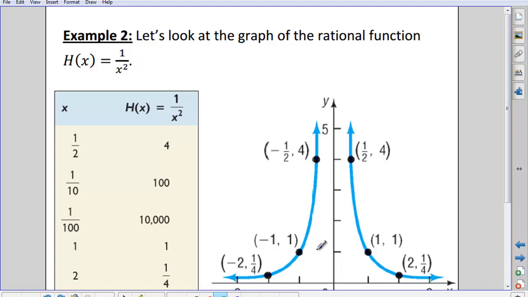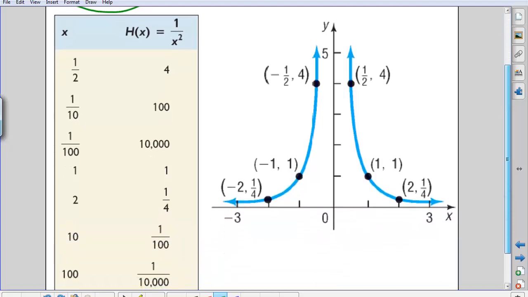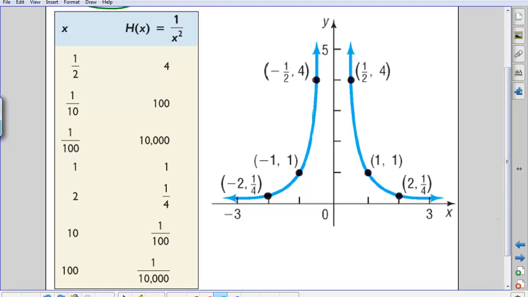Let's talk about the graphs of rational functions real quick. Here's the graph of the rational function 1 over x squared. That's what we're looking at here. And this looks pretty interesting. For 1 over x squared, we have this left-hand piece and this right-hand piece, and those two pieces are totally separate. They're totally disjoint from each other. There is a gap between these two.